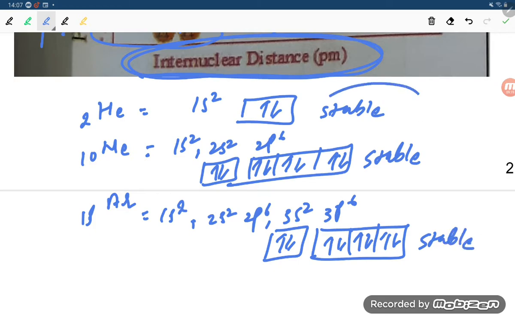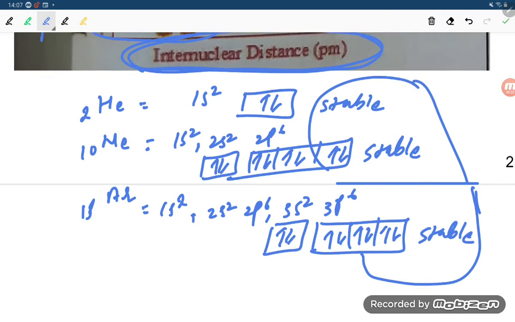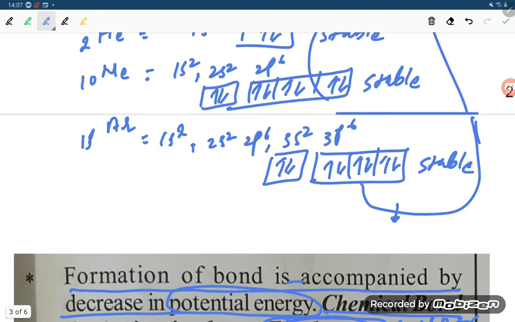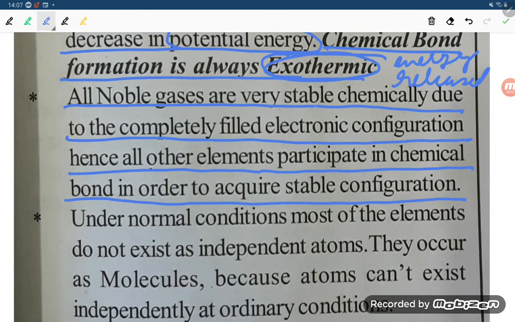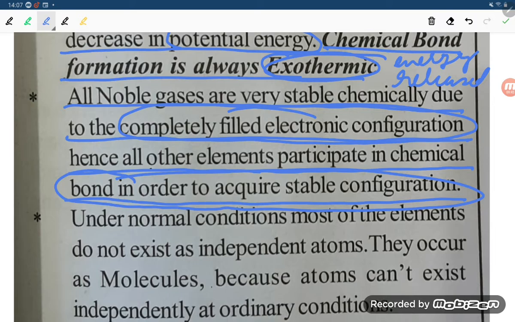Since they are stable, student, they do not form bonds. Why? Because of the stable configuration. So simply they are saying all noble gases are very stable chemically due to completely filled electronic configuration. Hence all other elements, other than the noble gases, participate in chemical bonding to acquire the stable configuration.